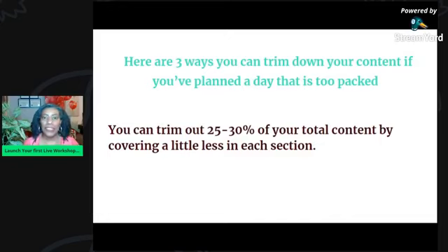Now, here are 3 ways that you can trim down your content if you've planned a day that is too packed. That means you have so many things for you and your participants to do, a lot of training material. But we're human beings, and after we sit and listen, we want to get up and stretch our arms and legs and do an activity. So within that, find something for them to do on the lunch break. Here are several ways that you can trim down the content if you've planned a day that is too packed. You can trim out, say, 25 to 35% of your total content by covering a little less in each section.